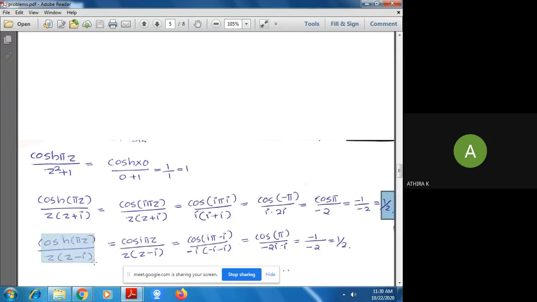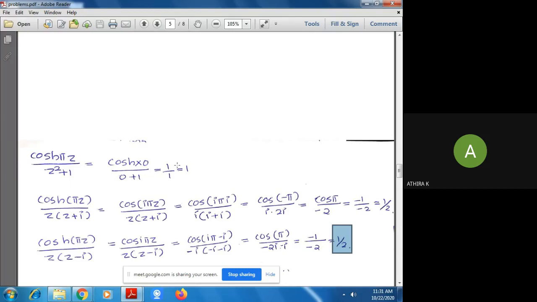Similarly, cosh(πz) divided by z(z − i) equal to cos(iπz) divided by z(z − i). Here the singularity is minus i, so substitute the value minus i instead of z. We get cos(iπ(−i)) divided by (−i)(−i − i). This is equal to i into minus i becomes 1, and cos π divided by minus 2i. That is cos π is equal to minus 1, so minus 1 divided by minus 2. This is equal to 1 by 2.